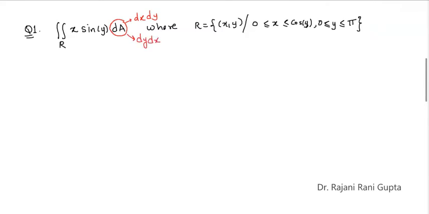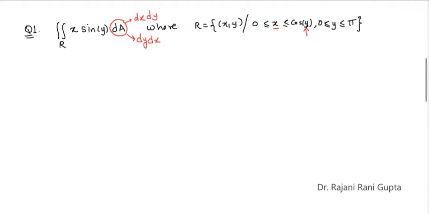Now the region R is bounded by the xy plane. X varies from 0 to cos y and y varies from 0 to pi. So now we have to check what will be the order of integration. Unlike the previous question, here the limit of x is in terms of y, which is a variable, so we cannot select any order of integration.